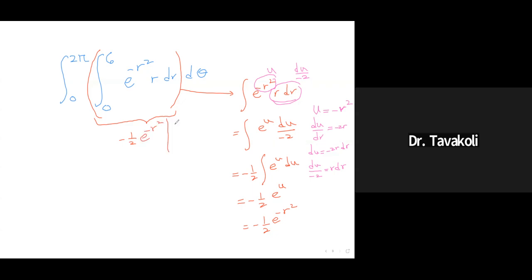Then it should be evaluated at these numbers, meaning this value here at 6 minus at 0. At 6, it's minus 1/2 e to the power of, 6 squared is 36, and there is a negative before that, minus 36. At 0, I have minus 1/2 e to the power of minus 0 squared, which is e to the power of 0, which is 1.